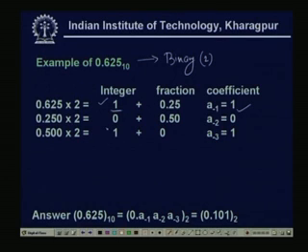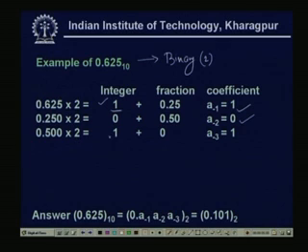Now, I take the current fraction, that means 0.25. So, 0.250, again I will multiply by 2. So, it will be 0.50. So, integer is 0, current fraction is 0.5. So, my a minus 2, the second position coefficient, is 0. Now, again 0.50 into 2, because I have to continue until I get my fraction to be 0. If I multiply, I get an integer 1 and now my fraction becomes 0. So, the coefficient is 1.